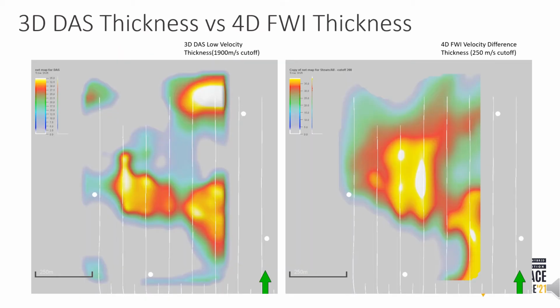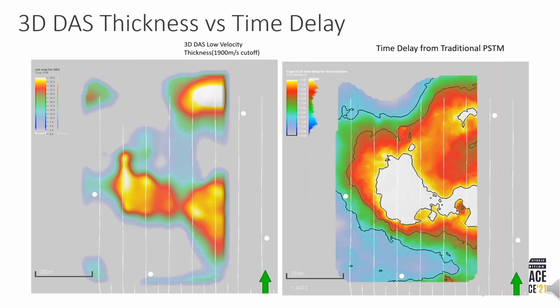We extracted the body of the velocity anomaly and calculated a thickness map. Comparing with 4D surface seismic FWI, the results match well except around cable 4. Comparing with traditional time delay analysis using PSTM image, we're glad to see 3D data FWI actually shows a higher resolution.